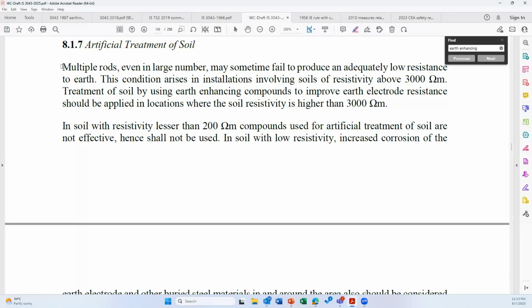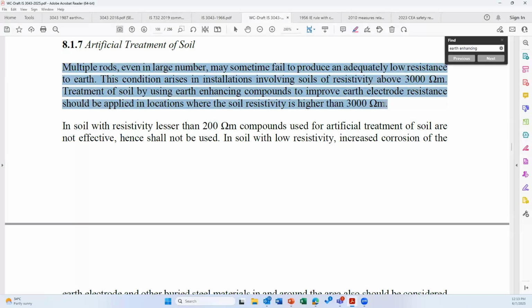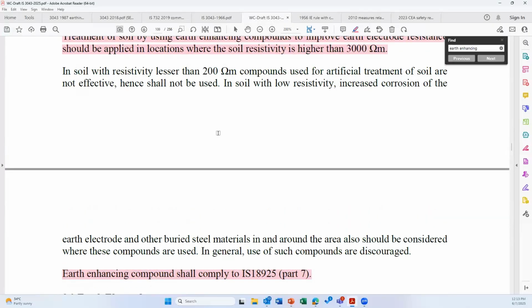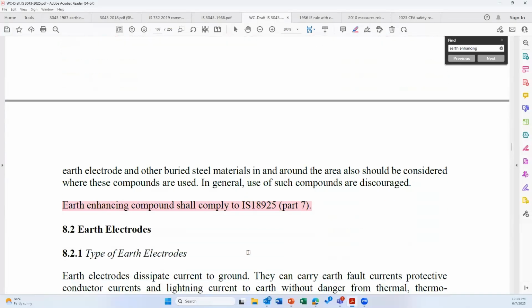Please note that this information is not new in the IS standard. It's already there in the IS IEC 62305 standard. This information is only reproduced. And for example, there is a new standard for earth enhancing compound, which is IS 18925 part 7. The information which I have shown, that it should be used above 3000 ohm meter or should not be used below 3000, is already there in IS 18925 part 7 of the standard.